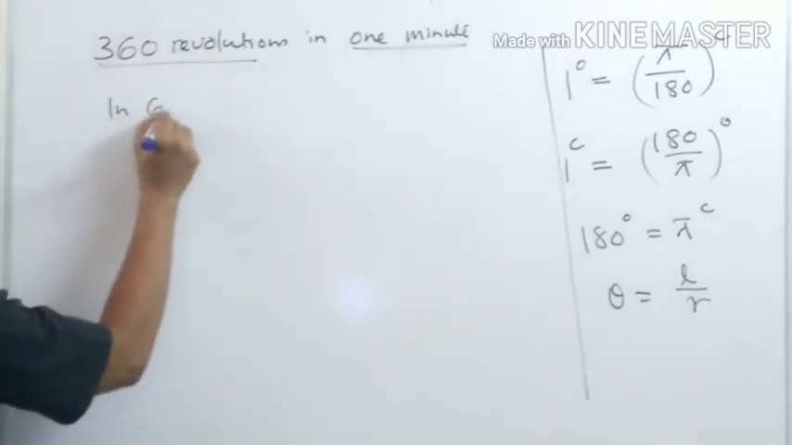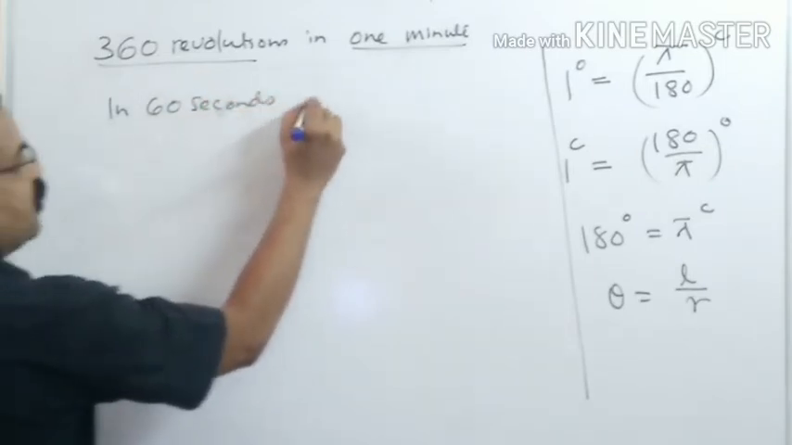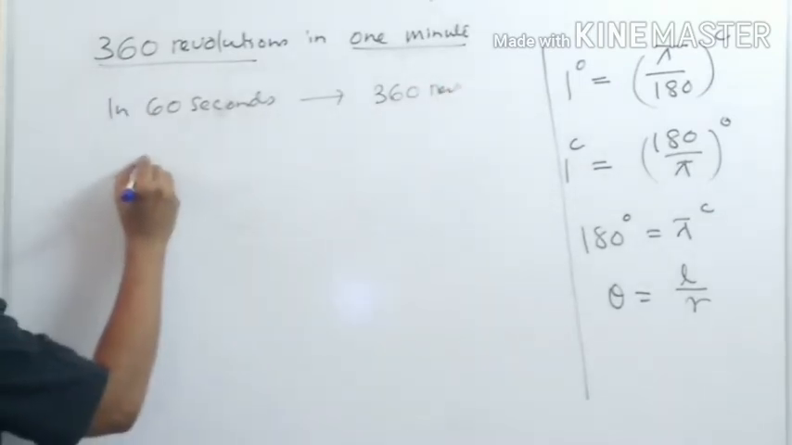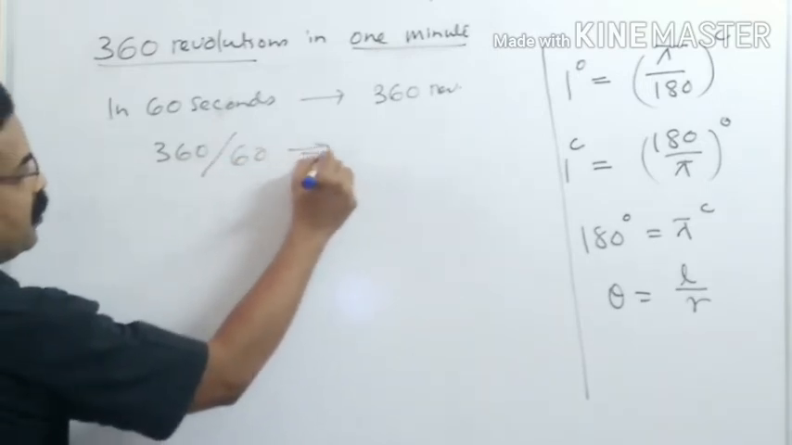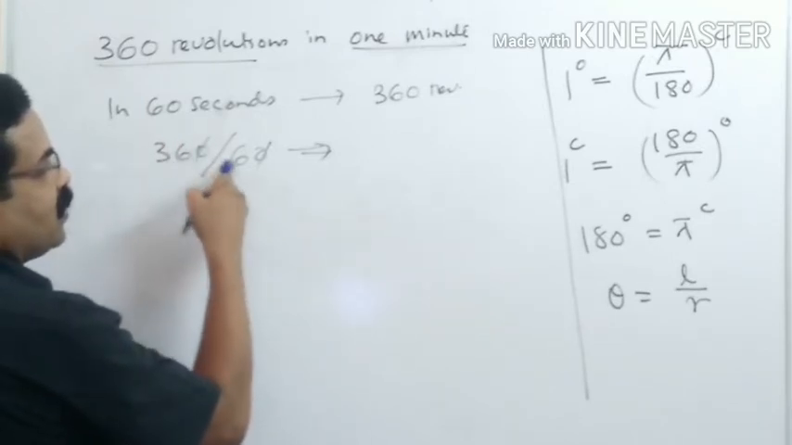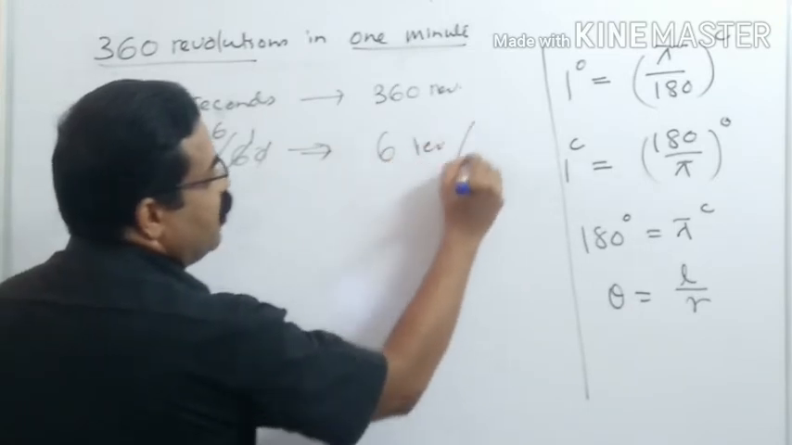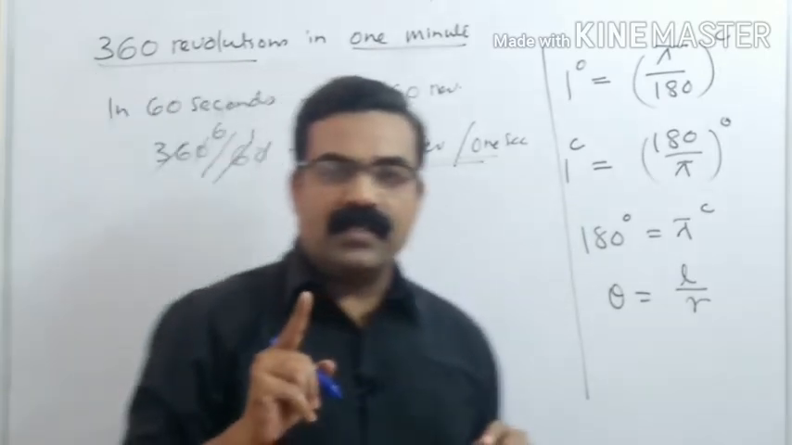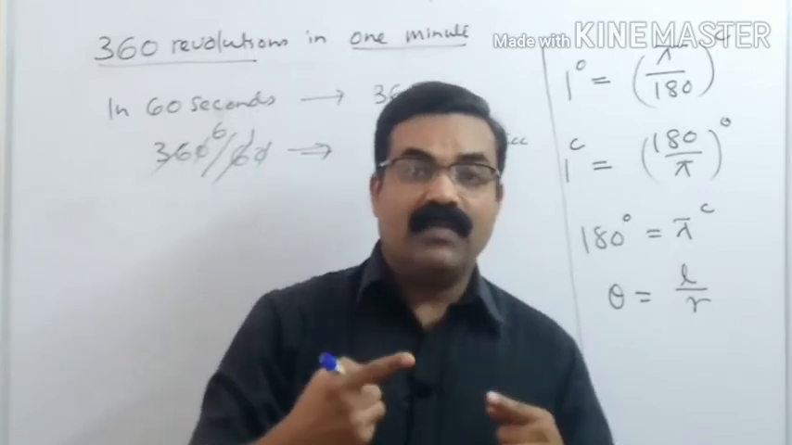So in 60 seconds, we have 360 revolutions. That means 360 in 60 seconds, you can cut this 0, that means 36 and 6, cut 6 by 1, that means 6 revolutions in 1 second. So the question asked is, how many radians it will make in 1 second?